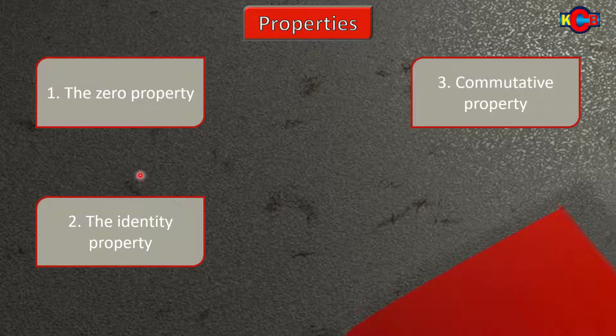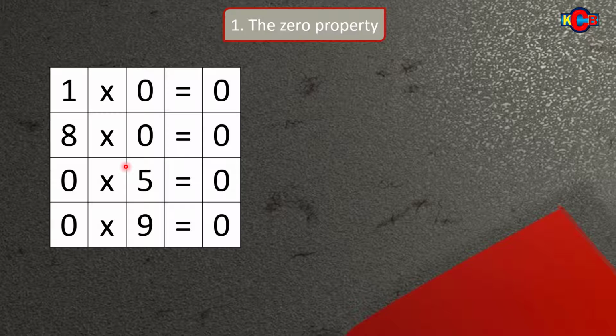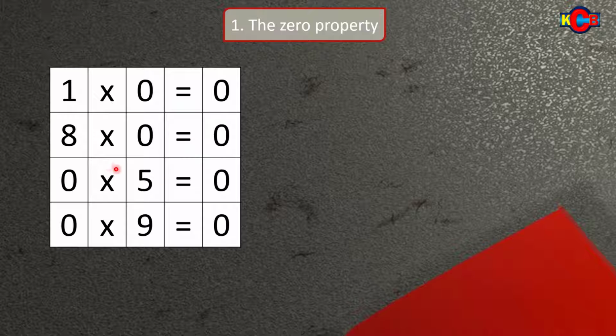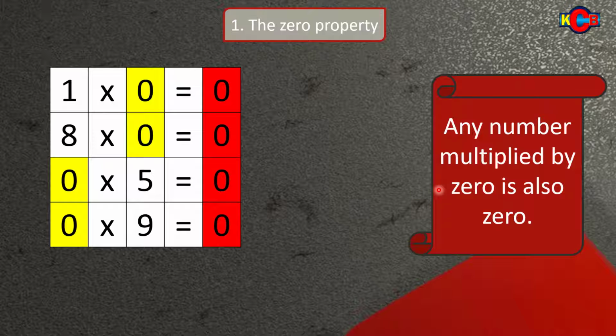There are three properties in multiplication I want to talk about in this video. First, the zero property. Look at the example properly. Can you see any pattern here? 1 times 0 equals 0. 8 times 0 equals 0. How about I give you some hints? If you can see it, congratulations. In multiplication, any number multiplied by 0 is also 0.